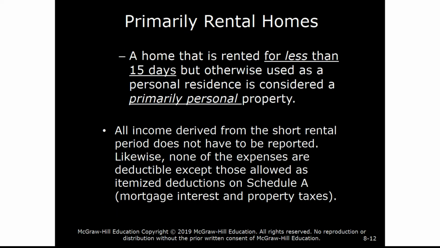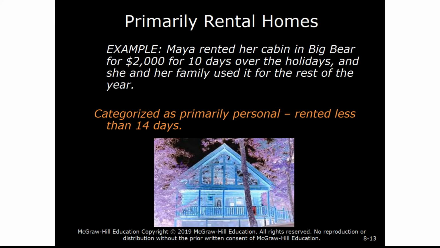If a home is rented for less than 15 days, but otherwise used for personal purposes, then as we said earlier, it's used for primarily personal purposes. Therefore, if you do rent it out, for example, for 8 days during the year, and that's all, then you wouldn't have to report that income on your tax return, nor would you be able to deduct any expenses related to that income. So a property that's used primarily for personal purposes is one that is rented for less than 15 days.